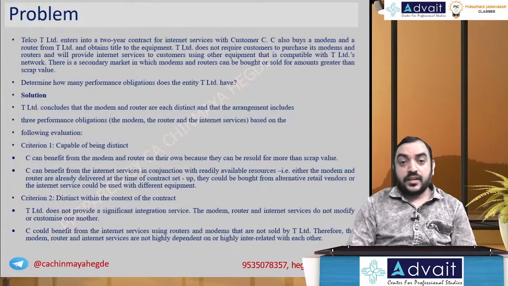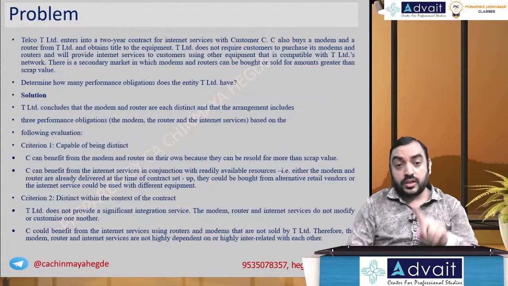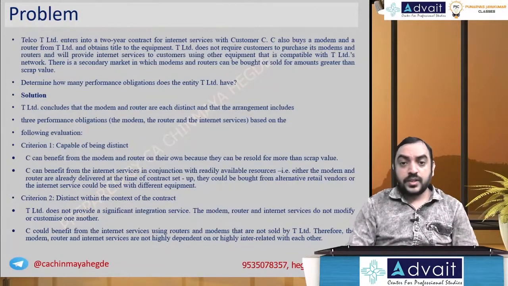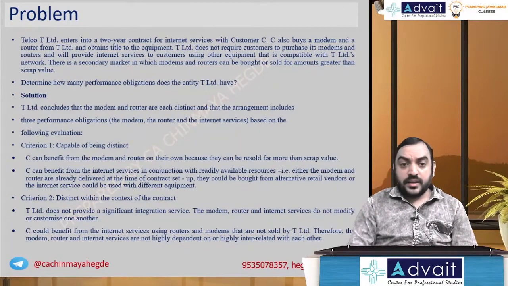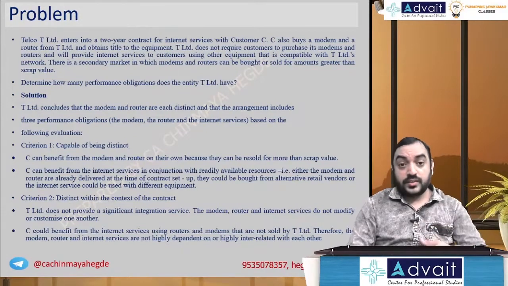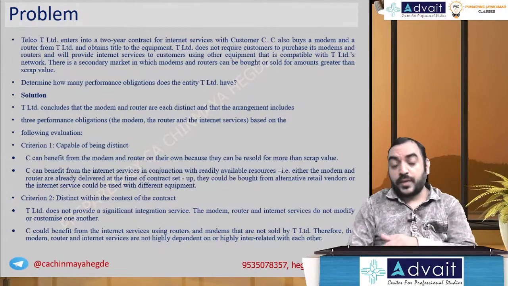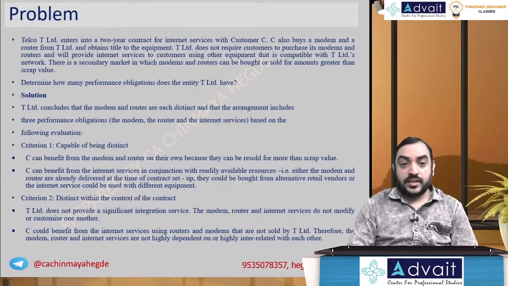Telco T Limited enters into a 2-year contract for internet service with customer C. C also buys a modem and a router from T Limited. So at this point in time, there are three things: internet service, modem and a router, and C obtains the title to the equipment. T Limited does not require the customer to purchase its modem and routers and will provide internet to customers using other equipment that is compatible with T Limited's network.